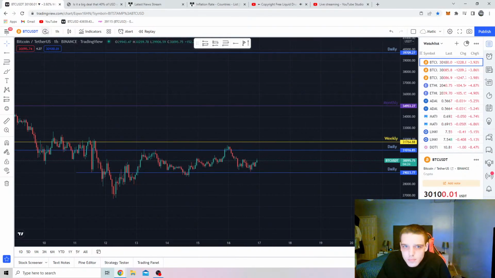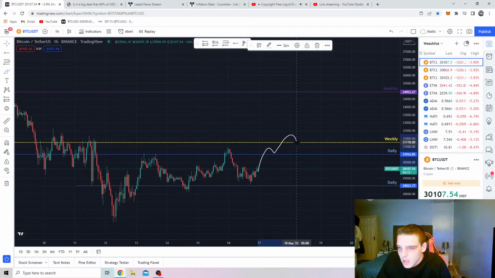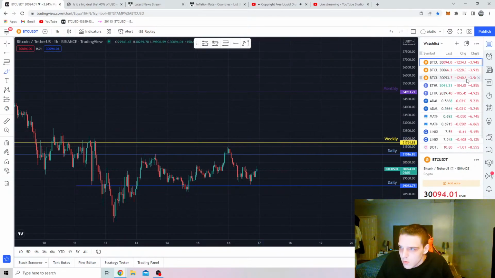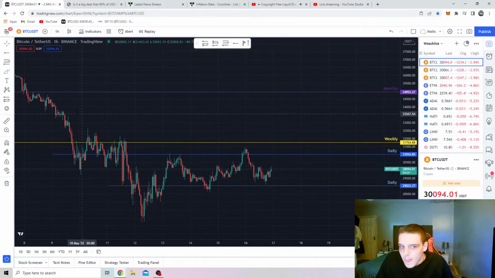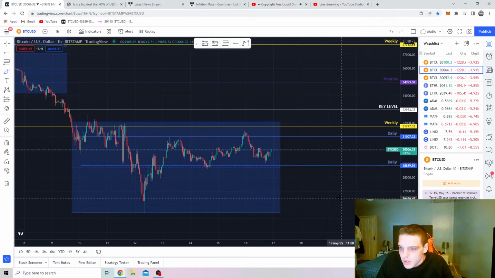Okay, now what we want to see from Bitcoin is we want to see it push above this daily, come up again. That's what we want to see, for it to be in a bullish perspective. And then we have other levels, etc., that we would be looking for on the way down.